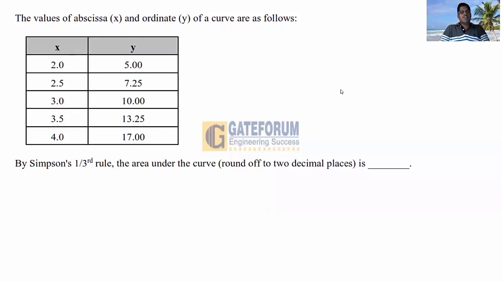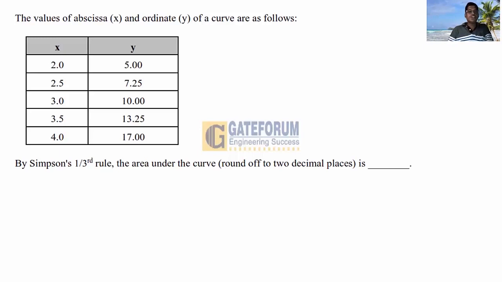The question is, the values of abscissa x and ordinate y of a curve are as follows. Tabular form given, x column, y column. X values are 2.0, 2.5, 3.0, 3.5, 4.0. Y values are 5.00, 7.25, 10.00, 13.25, 17.00. By Simpson's one-third rule, the area under the curve, rounded off to 2 decimal places, is. This question is from engineering mathematics, from the topic numerical methods, subtopic numerical integration.